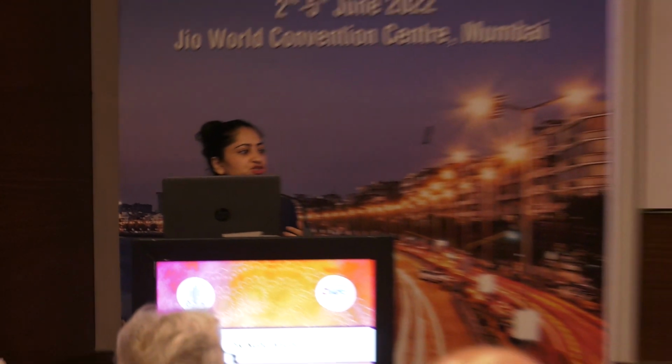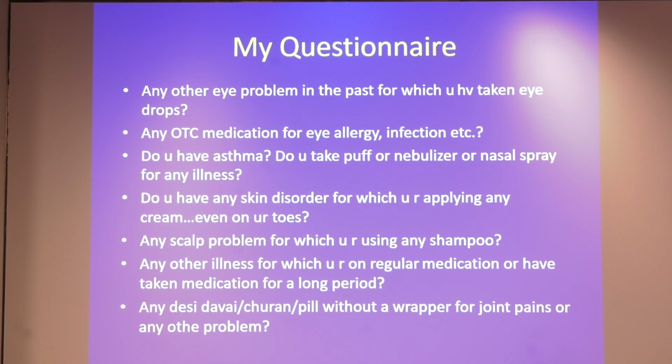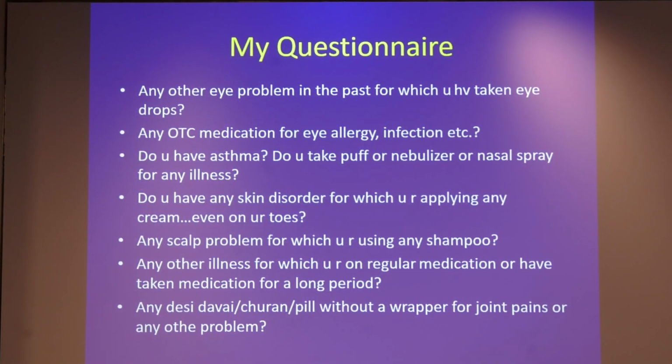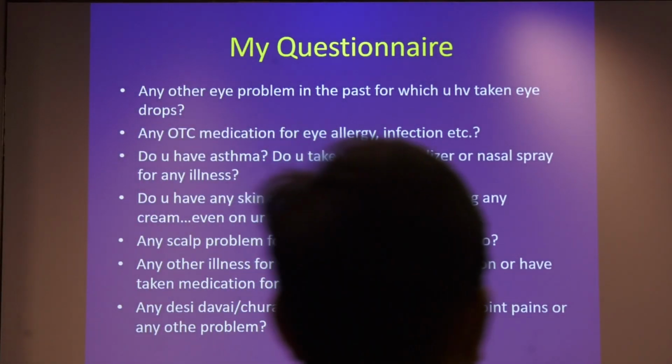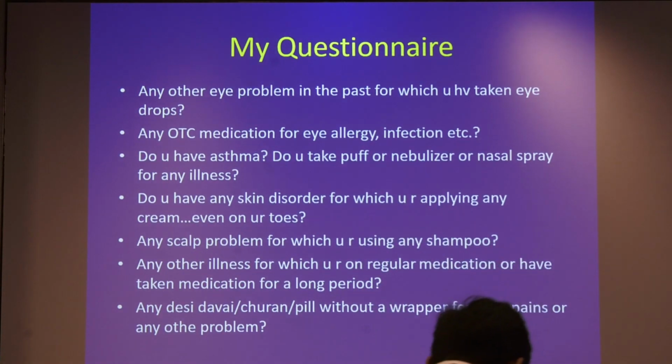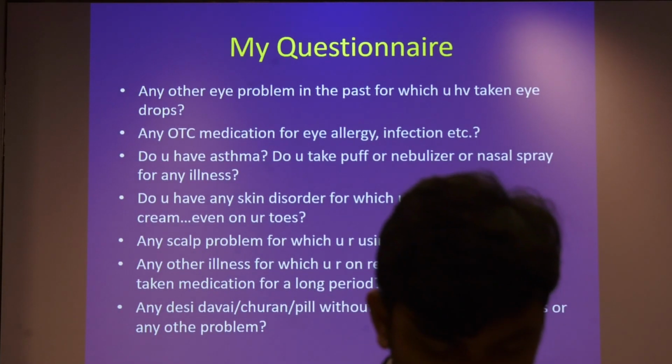So typically when a patient comes to my OPD and has high intraocular pressures and I want to rule out steroid use, this is my typical questionnaire. I ask them if they have any history of eye infection for which they have used medications, any over-the-counter medication, any asthma, nebulizer, inhaler, any skin issue for which they are using cream, any scalp problem, any illness for which they are on long-term medication, or any desi dawai, churan or pill without a wrapper that they are taking without a physician's consult, or any other problem.